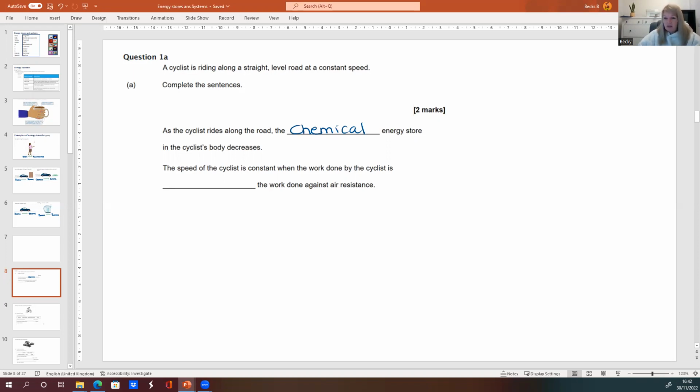The speed of the cyclist is constant when the work done. So this has drifted into a little bit of work done, but we'll link these back, so don't worry too much if you didn't get this one. Speed of the cyclist is constant when the work done by the cyclist is equal to or the same as the air resistance. Remember, that's about balancing forces. Don't worry too much if you weren't sure on that.